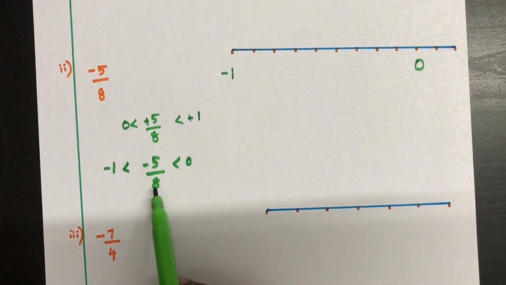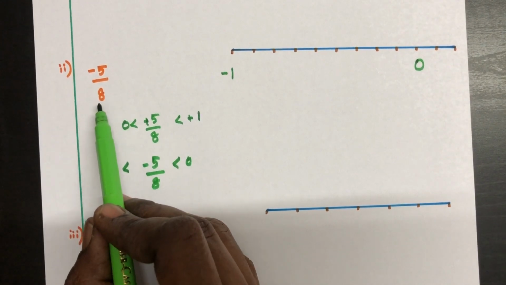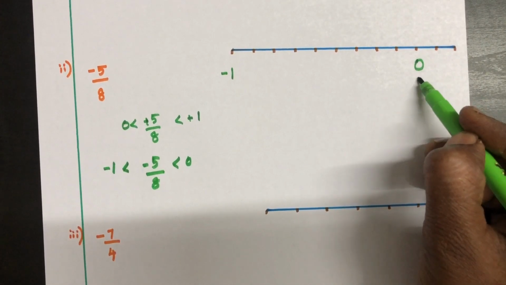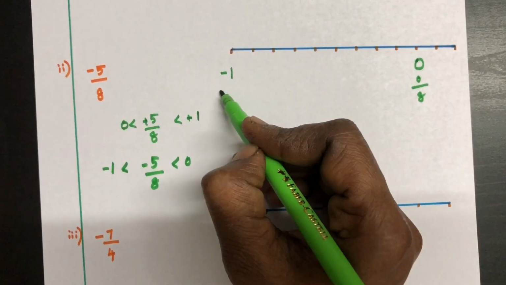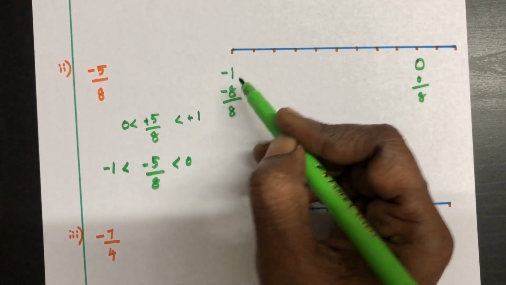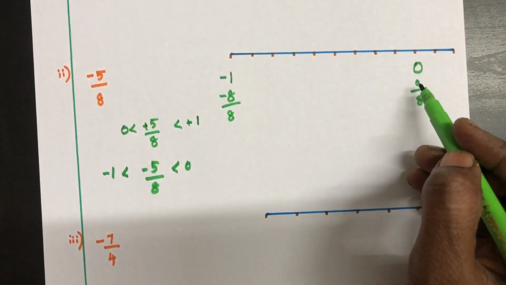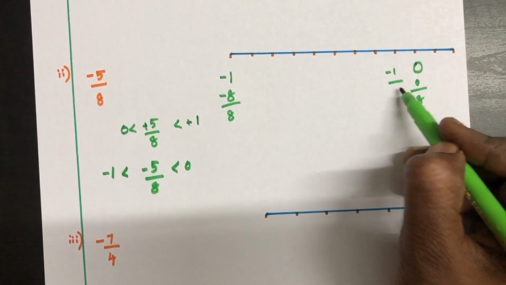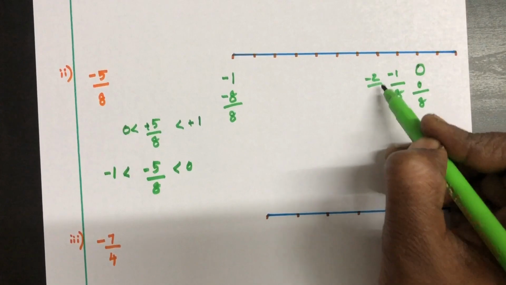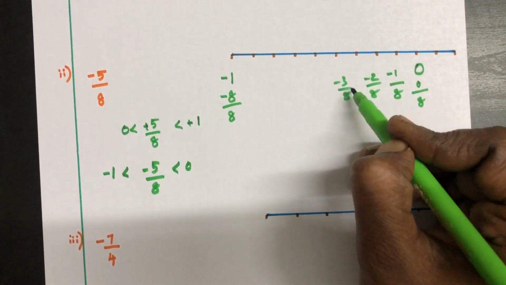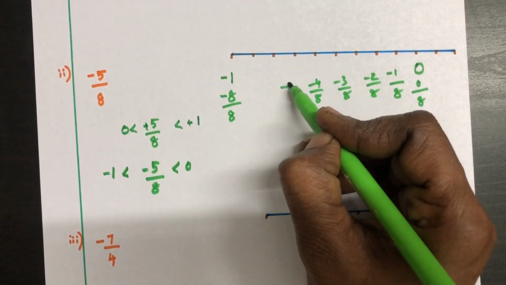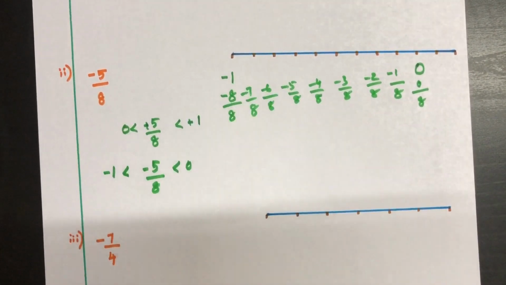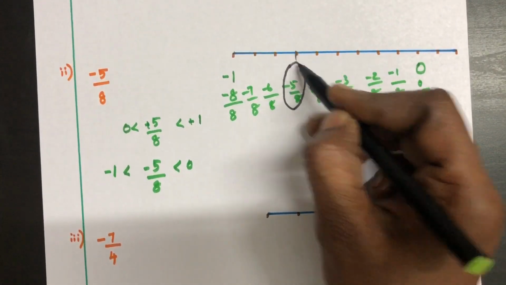Now we are going to see the denominator 8. The denominator 8 means we are going to divide it into 8 portions. This is 0 by 8, right? And this is minus 8 by 8. Minus 8 by 8 is minus 1 alone. After 0, minus 1 will come, right? This is minus 2 by 8, minus 3 by 8, minus 4 by 8, minus 5 by 8, minus 6 by 8, minus 7 by 8. Our rational number lies here.